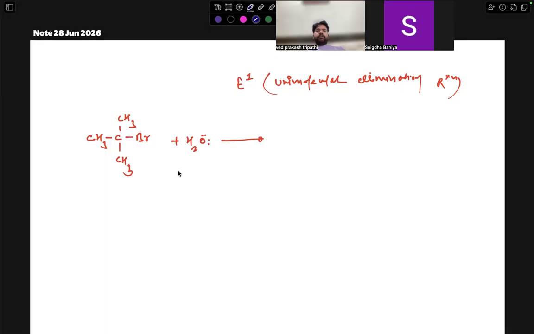Now look at here. The halogen containing carbon is called alpha and the alpha neighboring carbon is called beta. So beta 1, beta 2 and beta 3. They are all equal. So beta 1 equal to beta 2 equal to beta 3. So we have alkene as a product plus H3O plus Br minus. Let me tell you the mechanism.